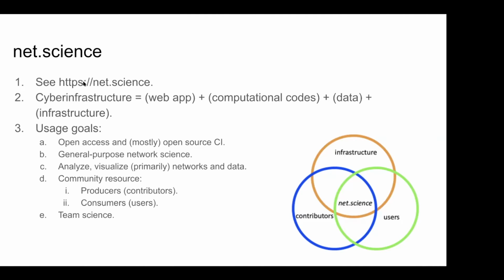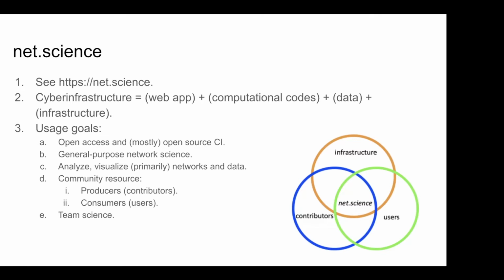And for us, our cyber infrastructure is a combination of the web app, computational codes, data, primarily network and network related data, and then the software infrastructure. The system we're building is going to be open access and mostly open source. The only time we wouldn't have it open source is if someone contributes a code, for example, and they say they don't want it released, then of course we're going to honor that.